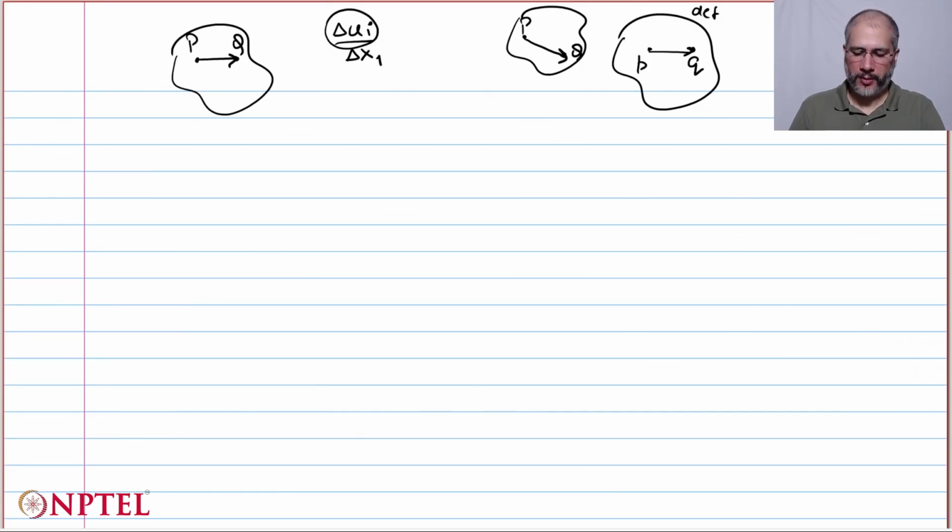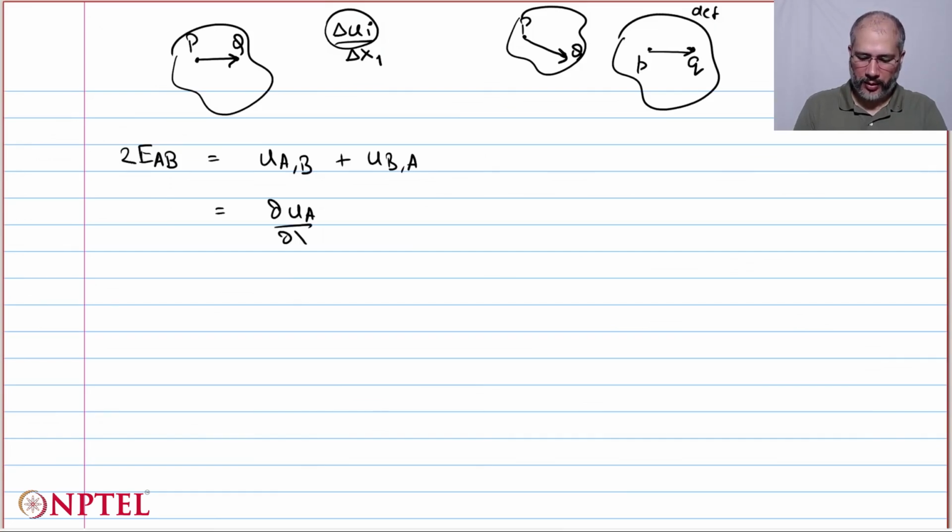So let us use this idea in our definition of the Lagrangian infinitesimal strain tensor. This was U_A,B plus U_B,A. We didn't have the third term because we've neglected that. So this can be written as del U_A by del capital X_B plus del U_B by del capital X_A. And with what we have discussed right now, this can be written as del U_A by del small x_B plus del U_B by del small x_A.